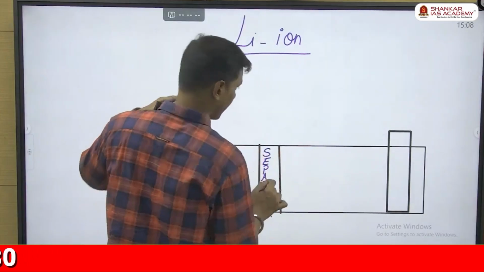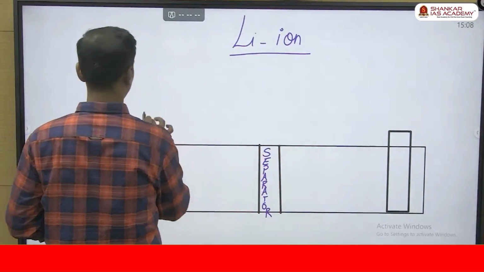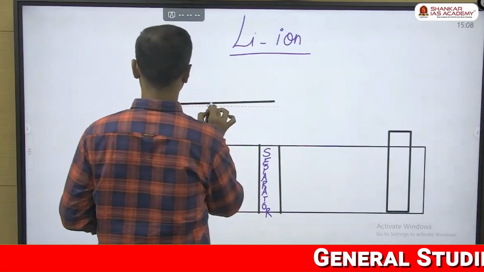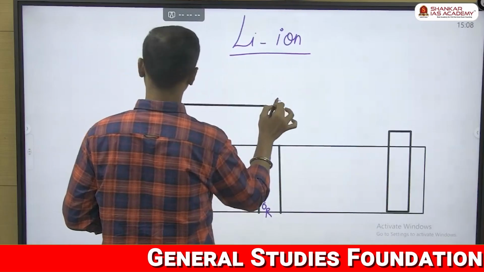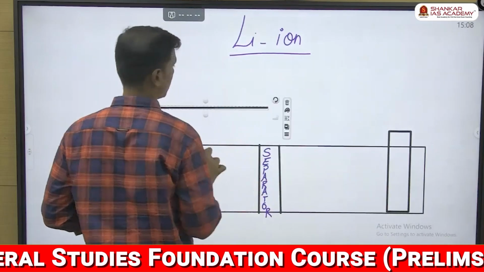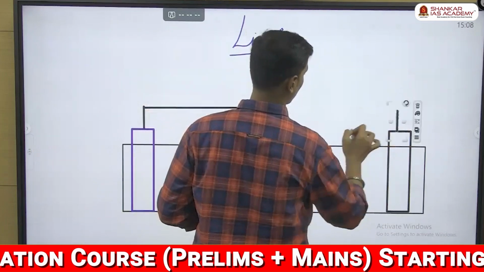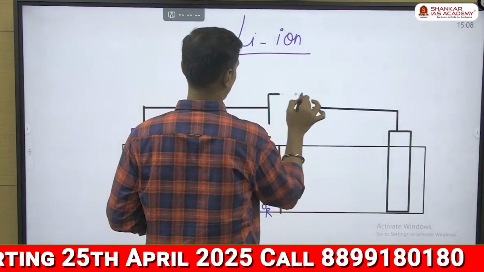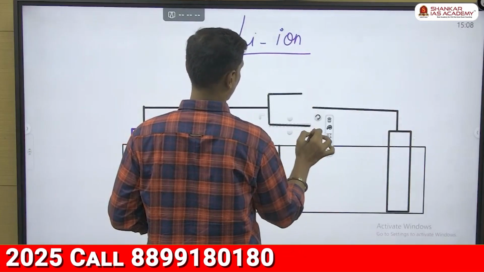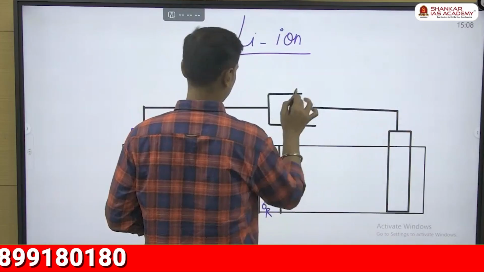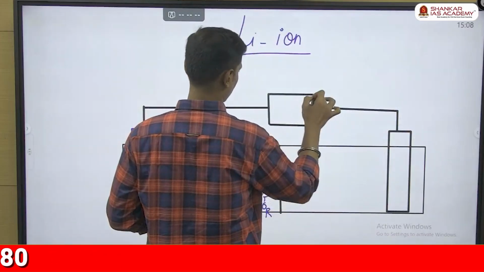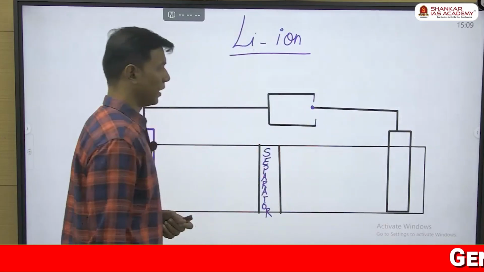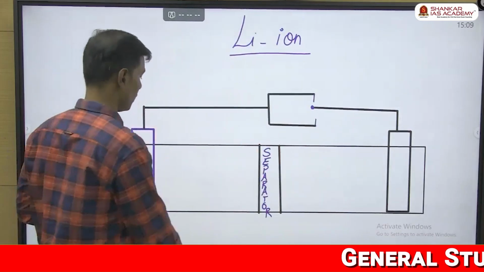I've written something called a separator here. I will explain the separator later. Then we are going to connect these two electrodes. When you connect these two electrodes, like the earlier case, it's not going to be the same. This time we have a different circuit. One is for charging, the other one is for discharging. We are going to learn about both.